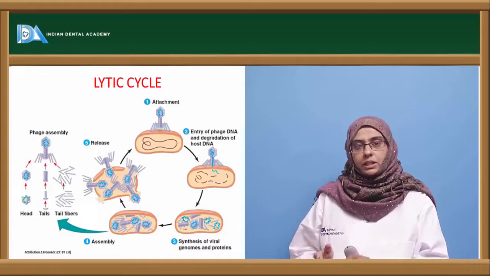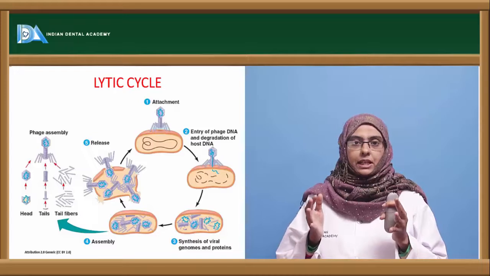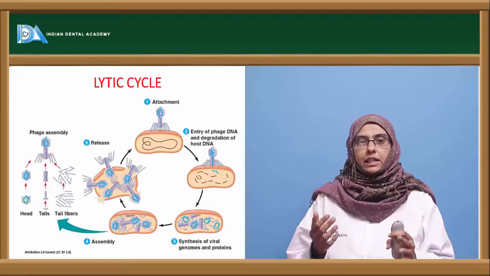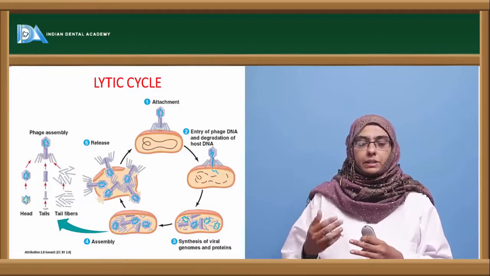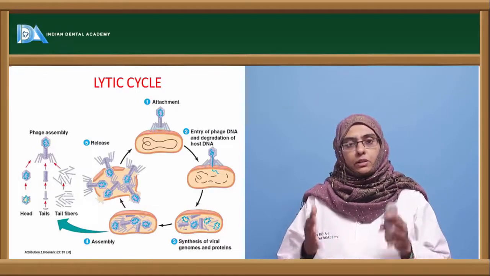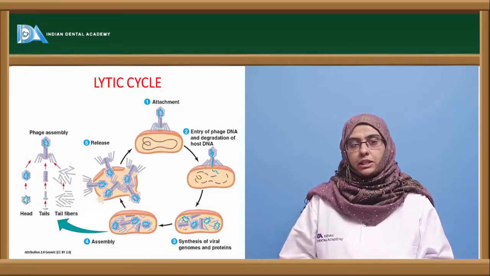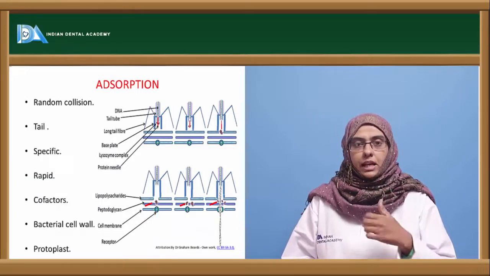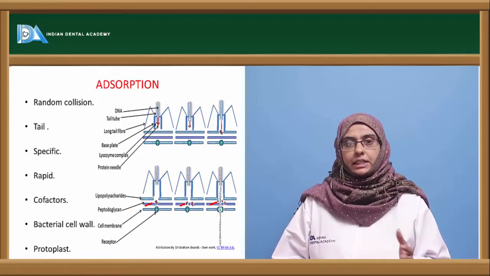Once all the components are synthesized, they usually assemble together. First, the head, into the head is the insertion of the DNA, after which the tail assembly takes place, and the base plate and the tail fibers are added. So once a complete virion particle is formed, all the daughter particles are released by lysis of the host cell. So this slide very well explains how the lytic cycle usually takes place in the bacteriophages and into the bacterial cell. Let us study each step in detail.